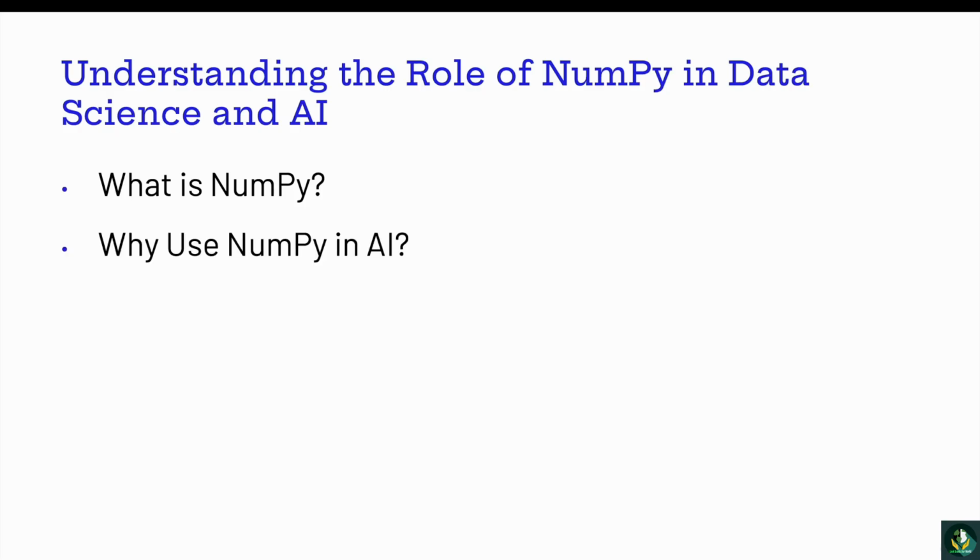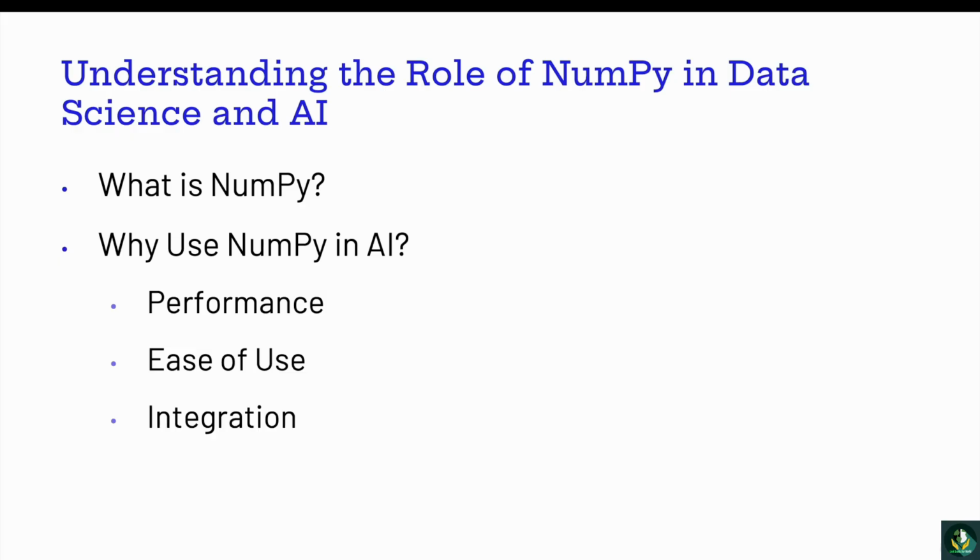Now, why use NumPy in AI? First, because of the performance. NumPy arrays are more efficient than Python lists. Ease of use. Built-in operations for mathematical and linear algebra functions help you easily implement a lot of different mathematical and linear algebra functions. Integration. Works seamlessly with libraries like Pandas, Matplotlib, TensorFlow, and PyTorch. That's why we're using NumPy in AI.